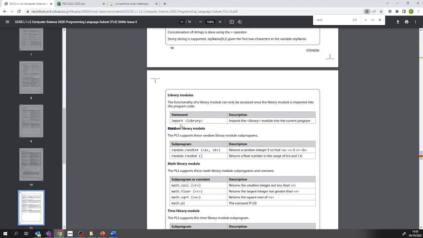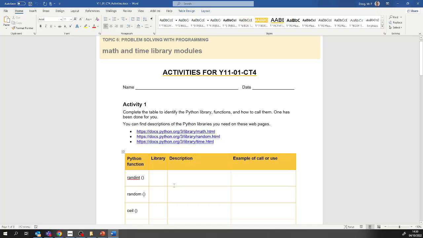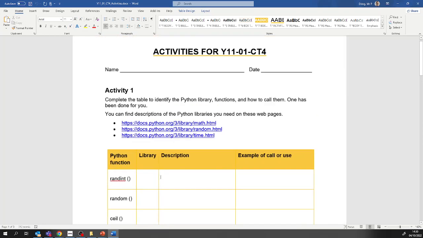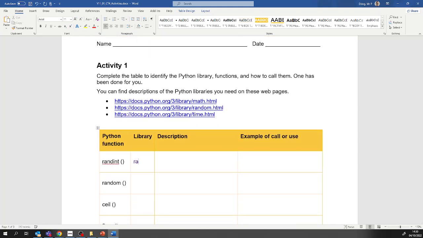You get a printed copy of the PLS, and you get a digital version, and I strongly recommend you get used to and familiar with the digital version so that you can do that Control F and search for keywords. So I'll get you started with the first one, but I'm definitely not going to do them all for you. This is part of the random module.